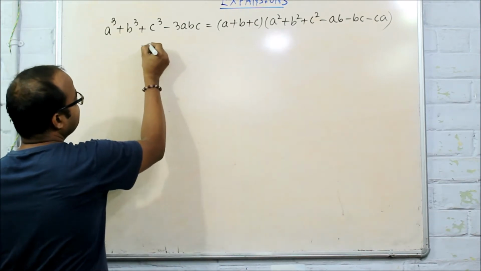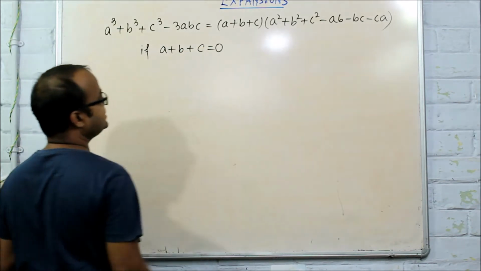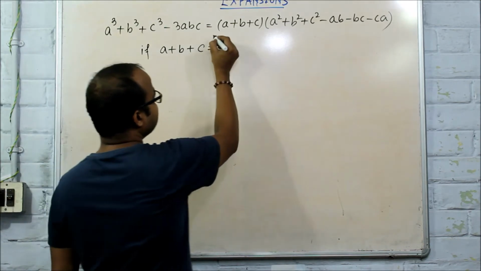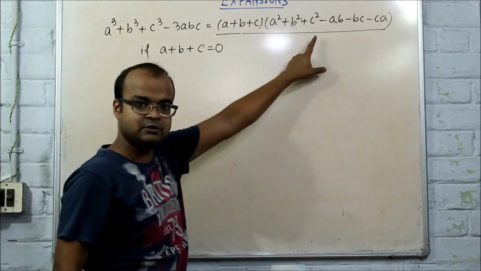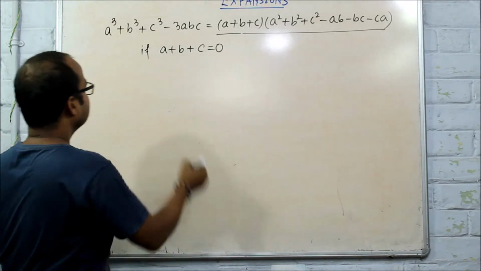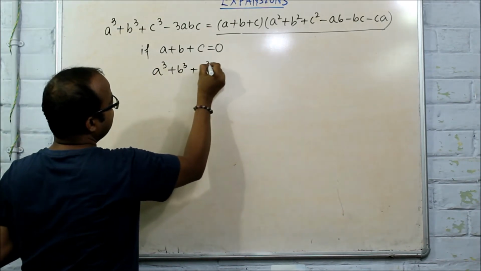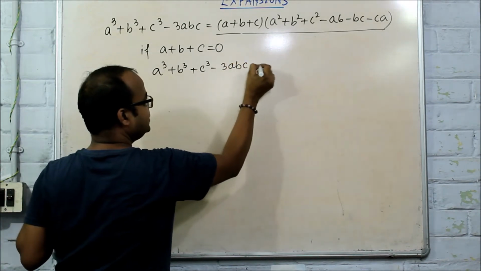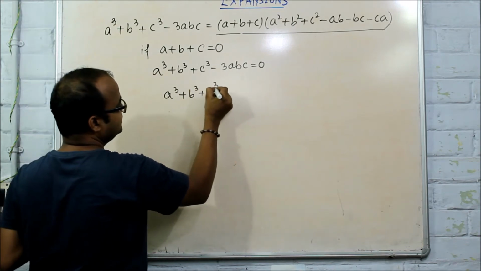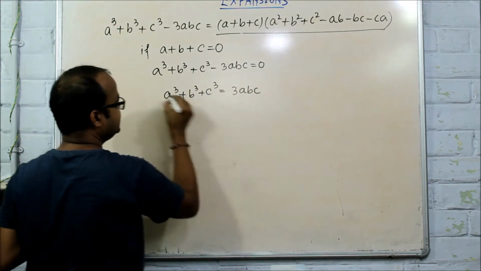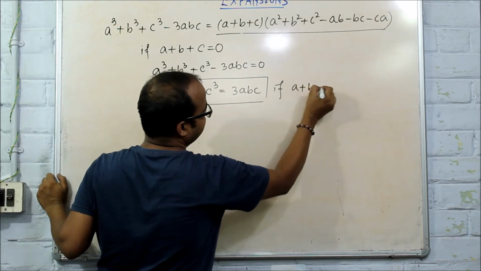Now, this formula is used very frequently when a plus b plus c is equal to 0. If a plus b plus c is equal to 0, then this part will become 0, because you are multiplying 0 into some terms, so it will be 0. So a cube plus b cube plus c cube minus 3abc is equal to 0. So we get one condition: a cube plus b cube plus c cube is equal to 3abc if a plus b plus c is equal to 0.